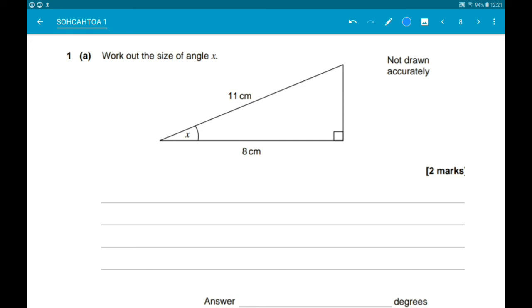Okay then, final page, part A, work out the size of angle x. Okay, so we have the adjacent and the hypotenuse. Is it SO? No. CA? Yes. So CA tells us cos x is 8/11. Which means then x is the inverse cos of 8/11. Which to one decimal place is 43.3 degrees.